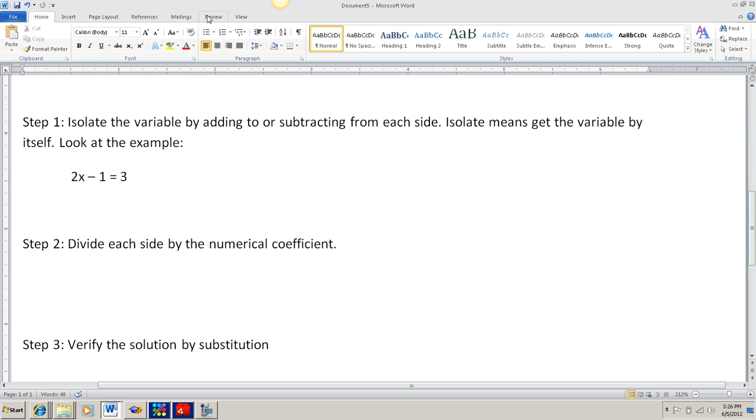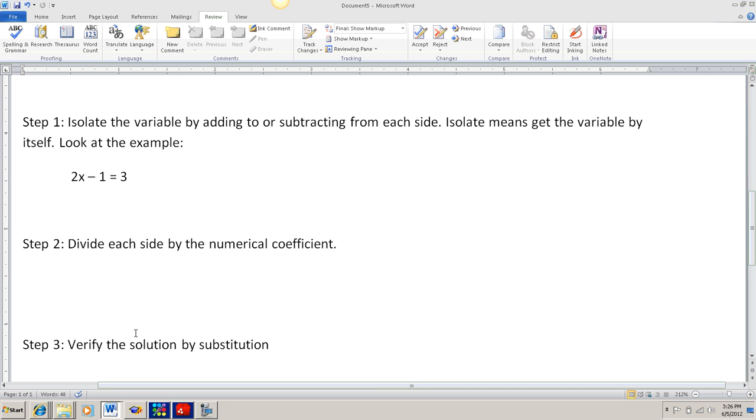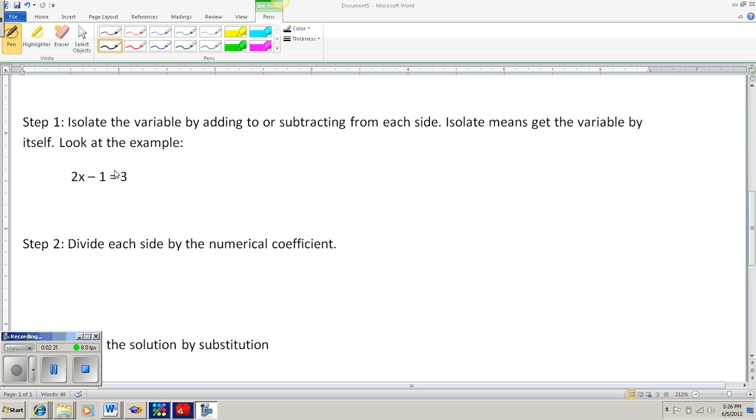First off, let me get my pen going. Okay, so we have 2x minus 1. The first thing we want to do is isolate the variable. The variable is x. Right now, we have 2x. That's okay. We're first going to isolate that variable, get it down to 2x, and then we can simplify it even further in step 2.